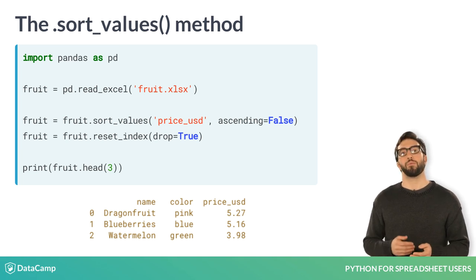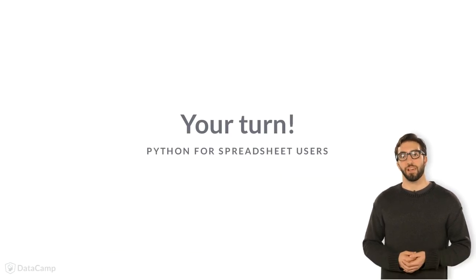Also, note how we keep redefining fruit. First, fruit equals the data we load in from our file, then fruit equals the data sorted by price, and so on. Now it's your turn to put some methods to work.